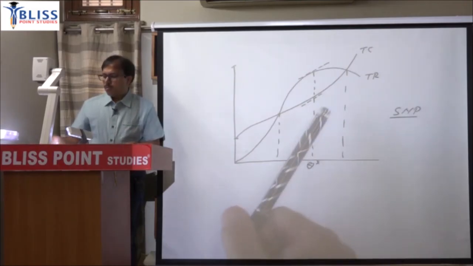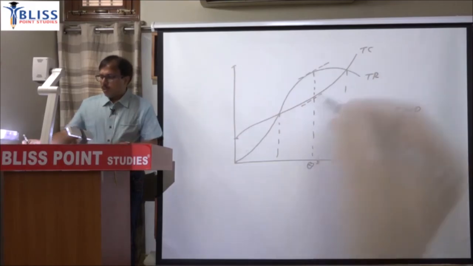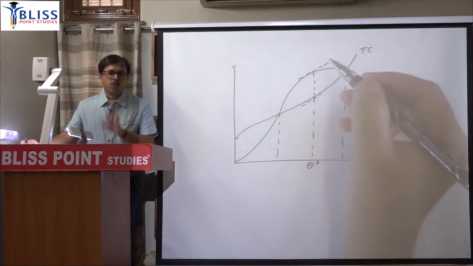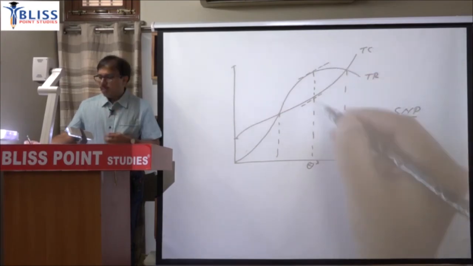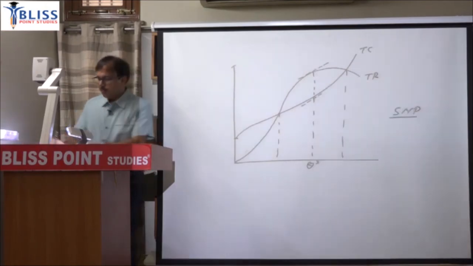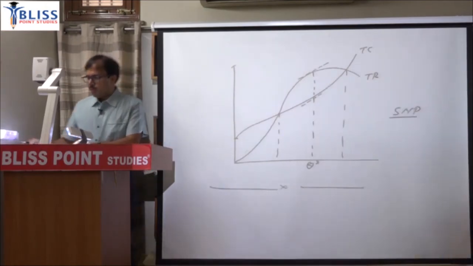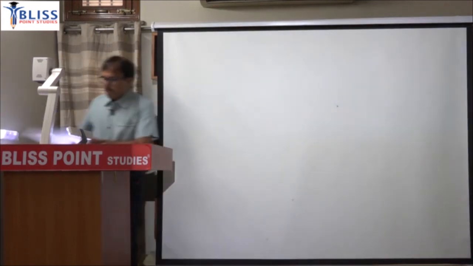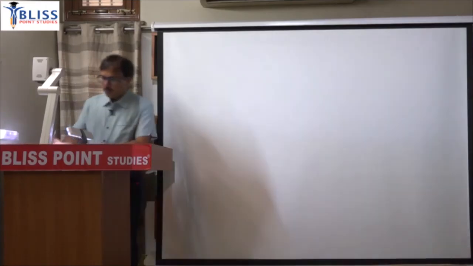And if you want to show loss, then draw that total cost line above TR. But in the case of loss, be careful, you have to show operating profit as well. And in the case of just normal profit, keep total cost curve just tangent on total revenue line. So up to this was your first approach, TR and TC. The second approach is MR and MC approach.